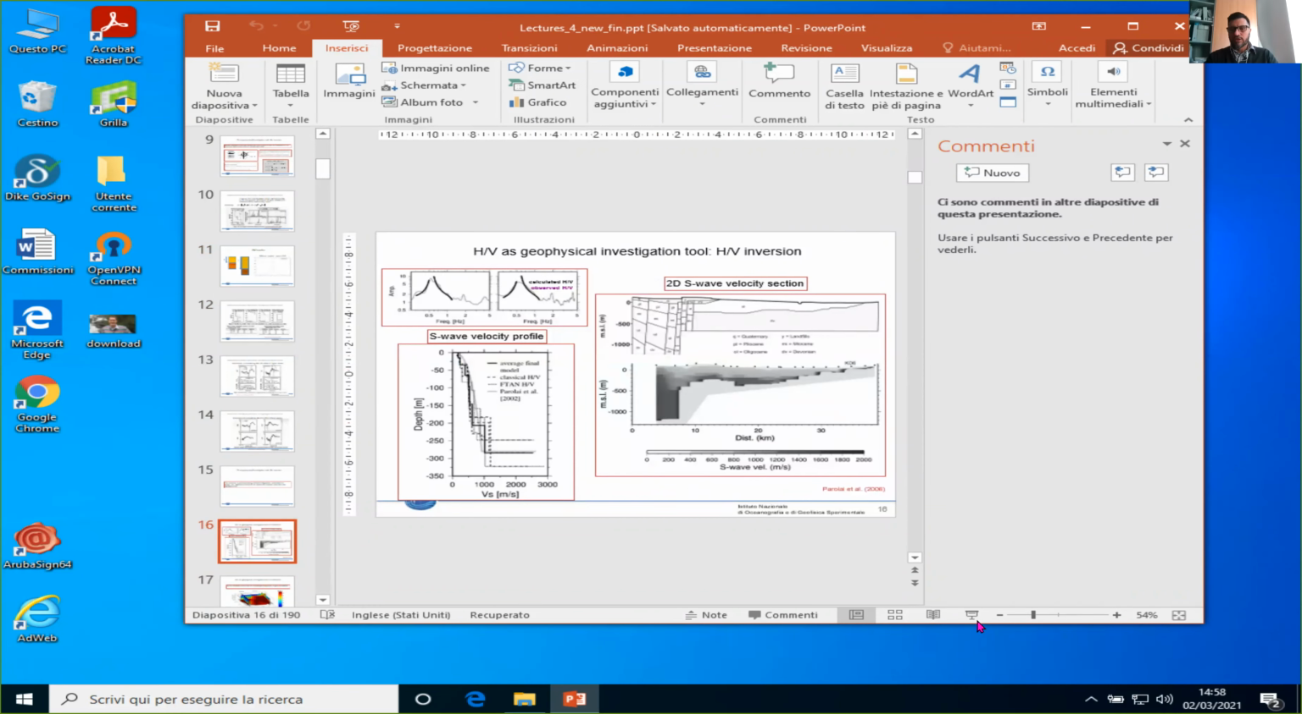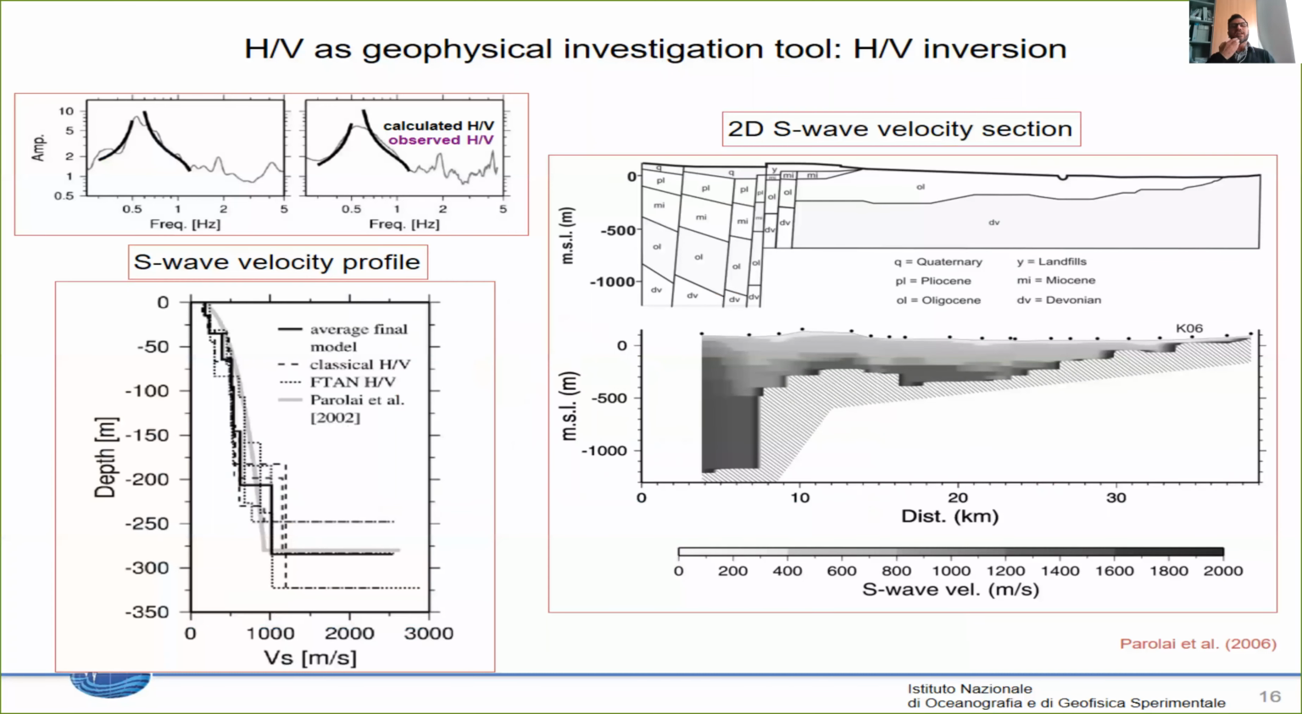So if we come back now to the standard H over V measurement, now we know a little bit about inversion. I hope the people who never heard about it have some idea about it now. We will see it again when we discuss the dispersion curve and also how to invert together for H over V, for the dispersion curve of Love, and even Love and Rayleigh waves altogether.